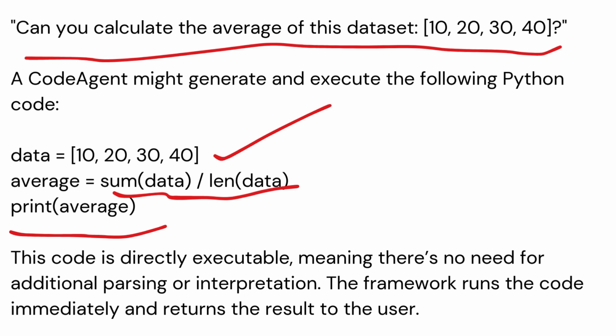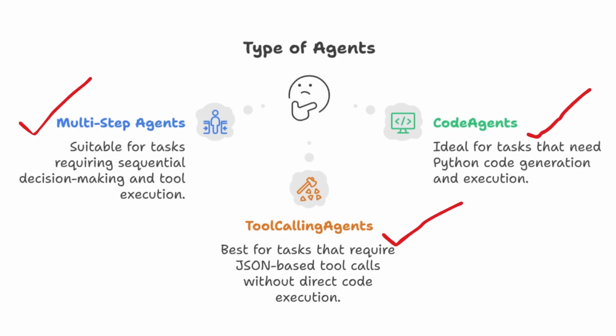And it provides flexibility. Since code agents generate plain Python code, developers can modify, test, or debug the generated code manually if needed. This makes code agents particularly useful for AI assistants that need to write, debug, and execute code on demand, such as AI coding assistants that generate and run scripts, research tools that analyze data programmatically, or finance bots that calculate trends using Python-based tools. If you need an agent that can write and run Python code dynamically, code agents are the best choice in Smolagents. Let's now talk about the tool calling agents.